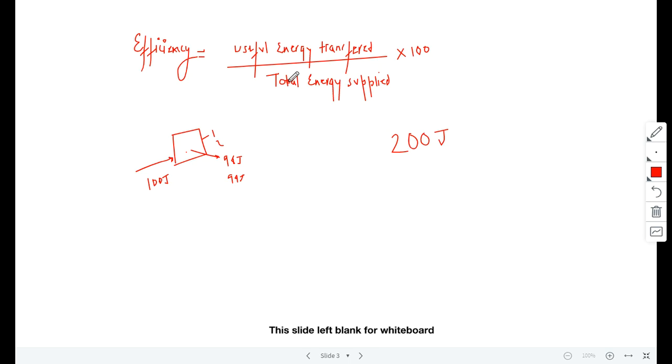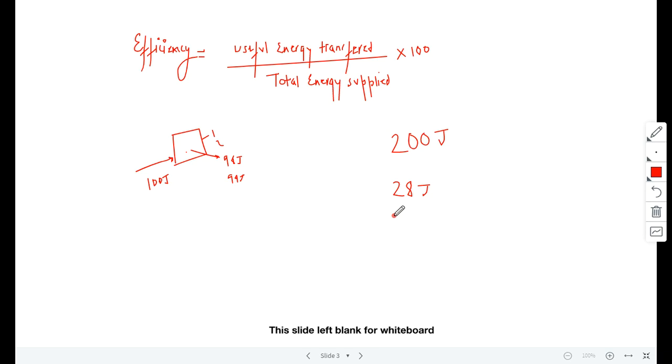So this question is, the energy supplied to a light bulb is 200 joules. A total of 28 joules of this is usefully transferred. How efficient is the bulb? So 200 joules is the total energy supplied, and the useful energy is 28 joules.